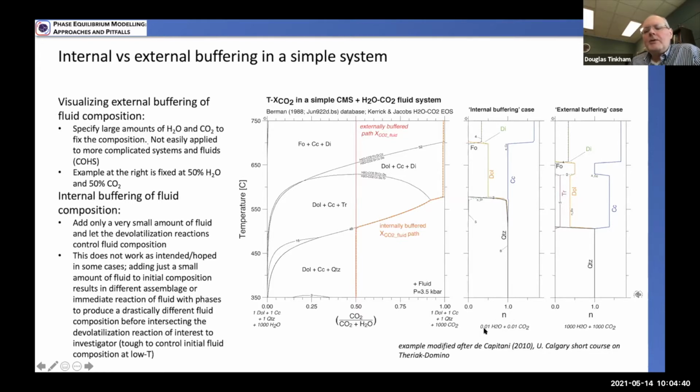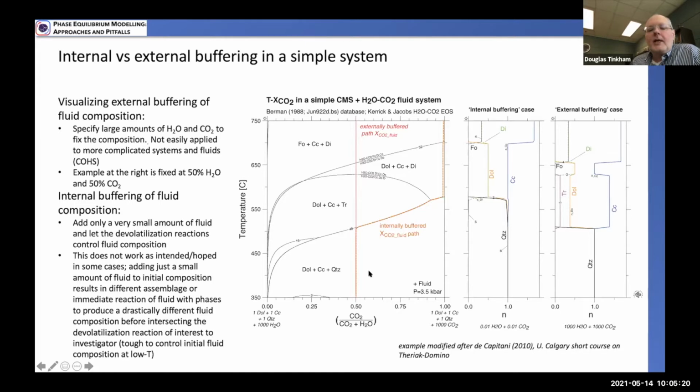And so the way I do this is along this compositional binary, we start with just a little tiny bit of fluid in the system. And in this particular case, you will move up vertically until you hit that chemical reaction, dolomite plus quartz goes to tremolite plus calcite plus CO2, and you'll be generating CO2 in that devolatilization reaction. And if you only have just a little bit of fluid in your rock, then what will happen is, of course, the fraction of CO2 in your fluid phase will increase, and you'll follow that line. So this is the internal buffered case, which is sometimes easy to do, but sometimes not easy to do.